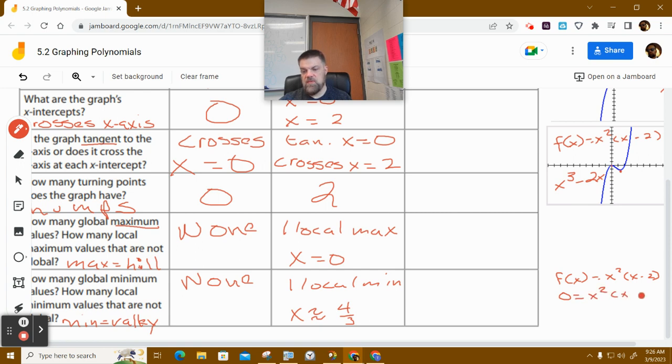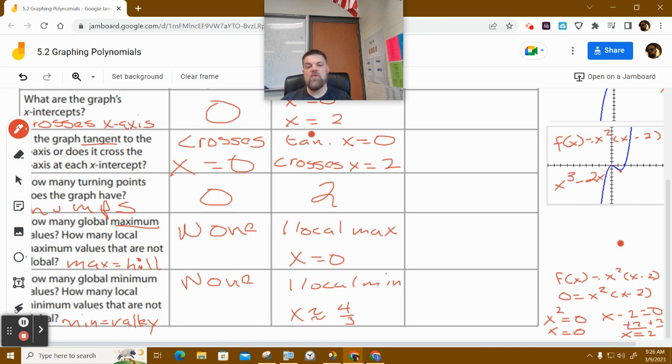The reason they ask how many distinct factors we have is that the only thing that guarantees that this equals 0 is if x squared equals 0 or x minus 2 equals 0, because then you would have 0 times something equals 0. If I take the square root of both sides, I get x equals 0. If I add 2 to both sides, I get x equals 2. So that's why y is equal to 0 when x equals 0, or y is equal to 0 when x equals 2.